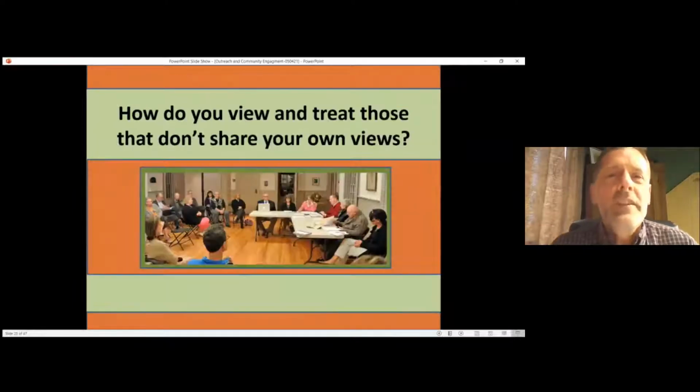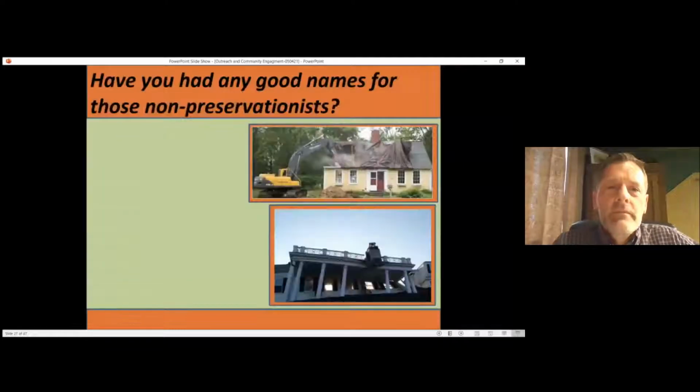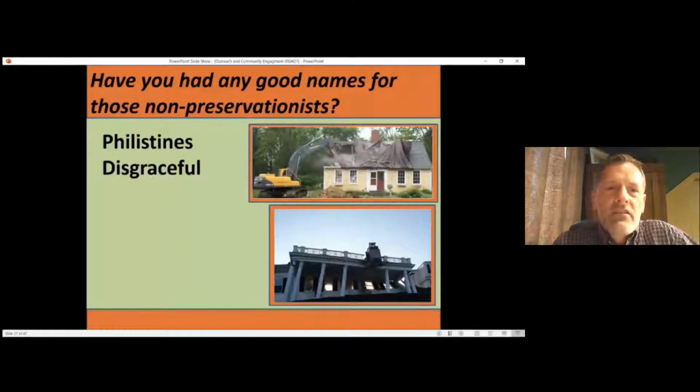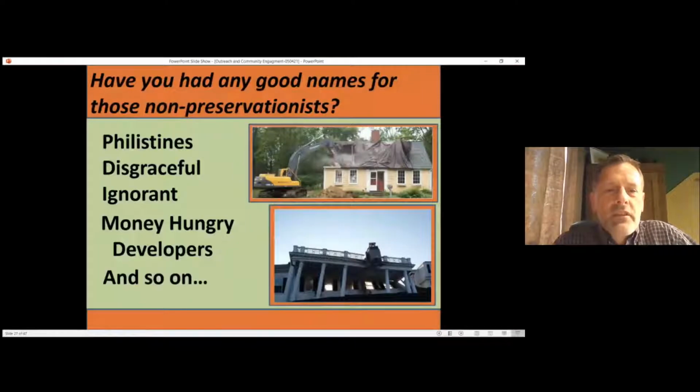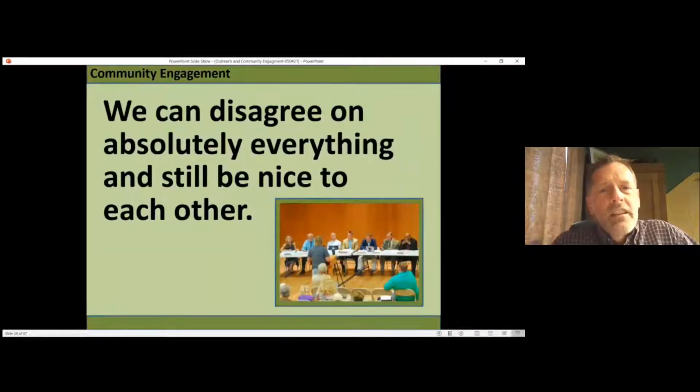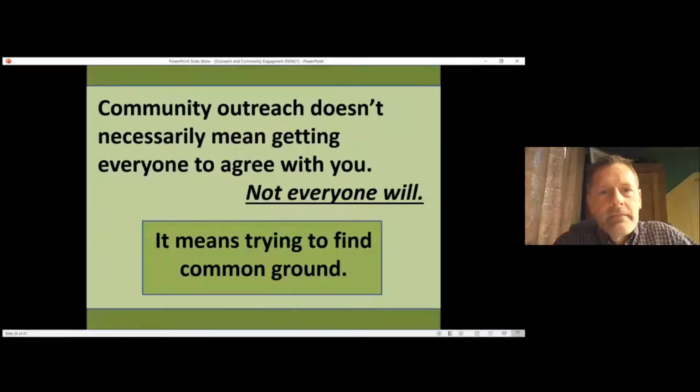I'm going to turn this around a little bit, though. How do you view and treat those who don't share your own views? Have you had any good names for those non-preservationists? Some that I've heard: Philistines, ignorant, money-hungry developers, and so on. Here's my thought on this. When it comes to community engagement, we can disagree on absolutely everything and still be nice to each other. Community engagement doesn't necessarily mean getting everyone to agree with you. Not everyone will. It just means trying to find common ground.